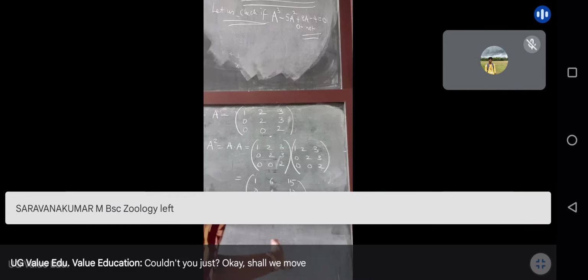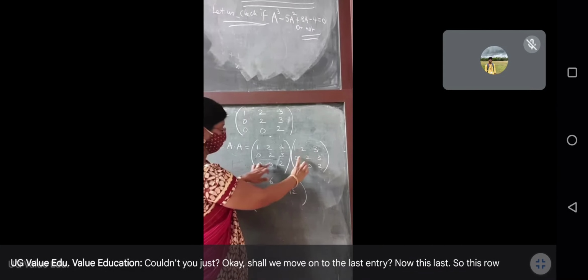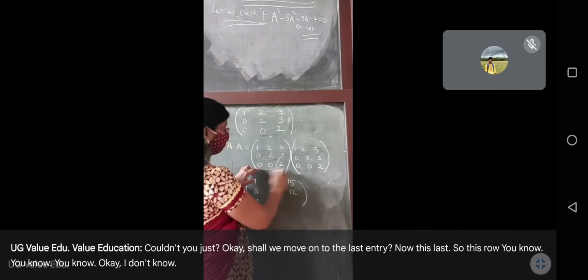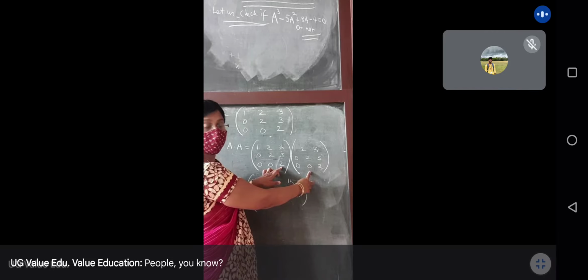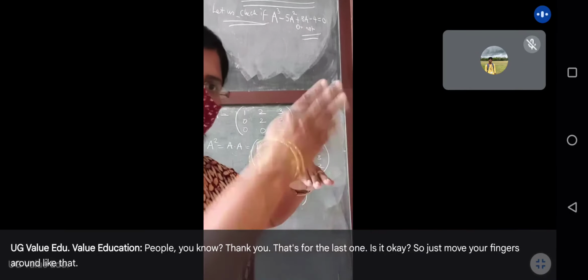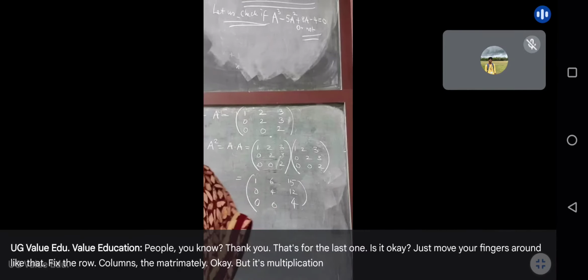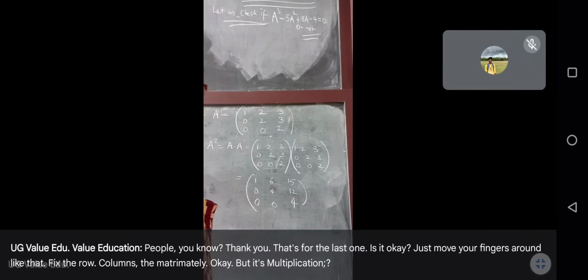Okay, shall we move on to the last entry now, this last row. So this row, 0 0 0. This is the second row, 0 0. Right, 0 plus 0 plus 4, the last one. Is it okay? Just move your fingers around like that, fixing the row and changing the columns. Okay. If you don't understand matrix multiplication, come separately and I will teach you. It is important for the Cayley-Hamilton theorem.